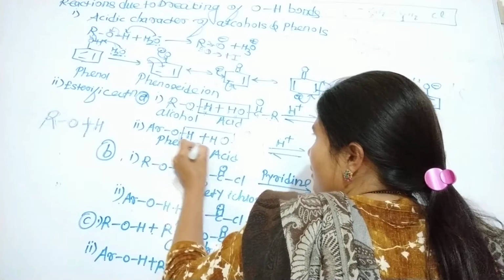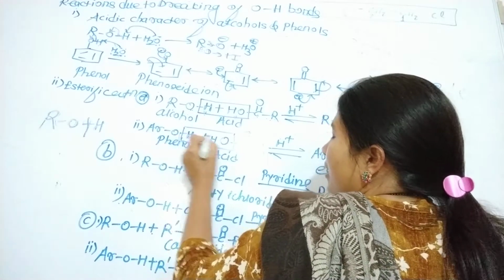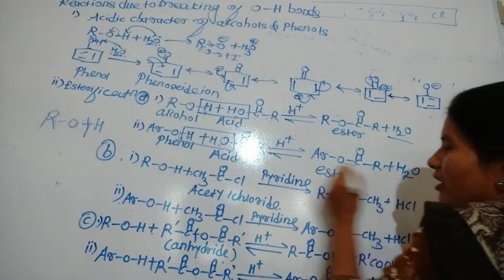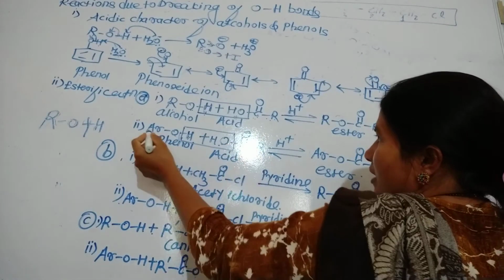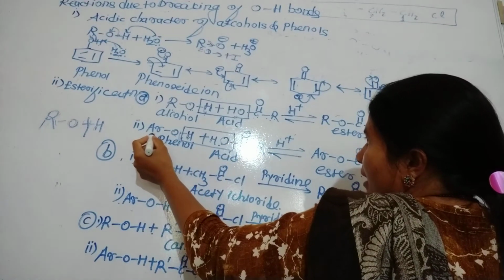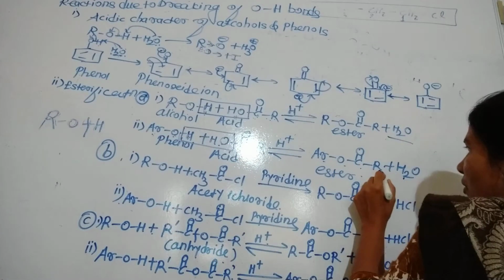Here also the bond between this oxygen and hydrogen gets broken and OH can combine together and form H2O. There is a bond formation between ArO and C double bond OR. You can see here the bond formation between ArO and C double bond OR.